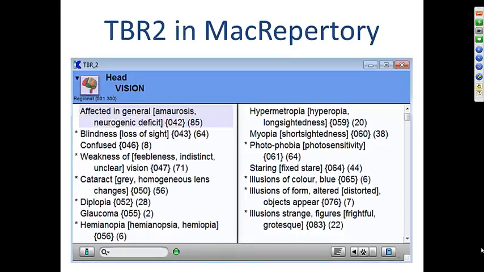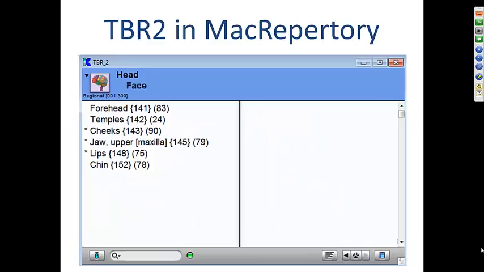And under head vision, you have things like amaurosis, which is blindness caused by a clot, I believe, blindness in general, cataracts, diplopia, glaucoma, all kinds of different affectations of the vision. And then under head face, you've got the forehead, the temples, the cheeks, the jaw, the lips, and the chin.